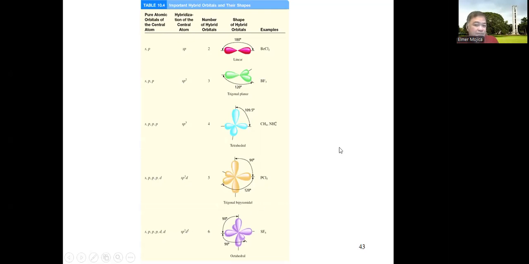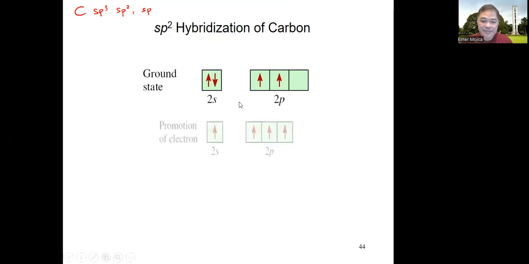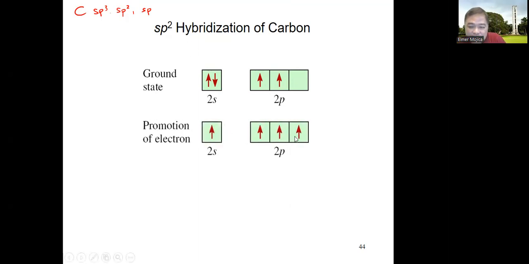Now, let's go doon sa module 3 where we have the element carbon. So paano natin i-express yung carbon sa sp3, sp2, and sp hybridization? So we already discussed about sp3, right? So sa sp3, lahat mapropromote, tapos lahat magpo-form ng bonding pair.